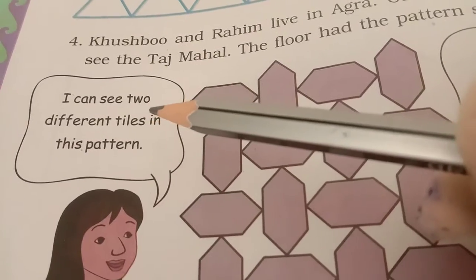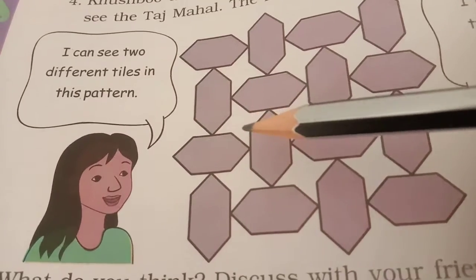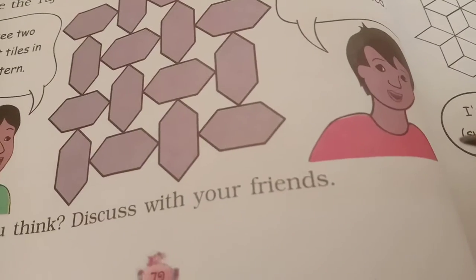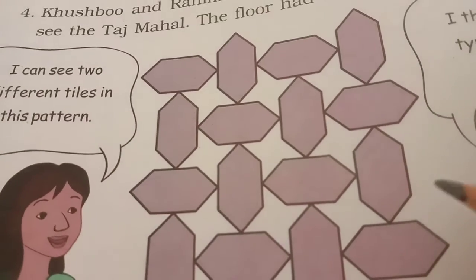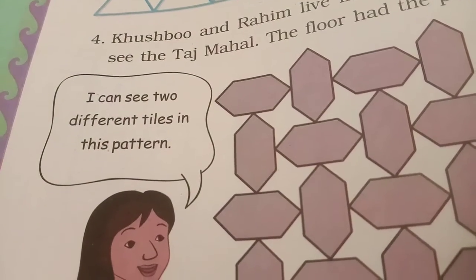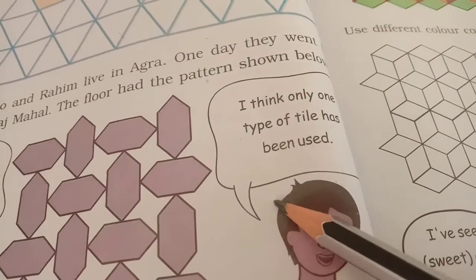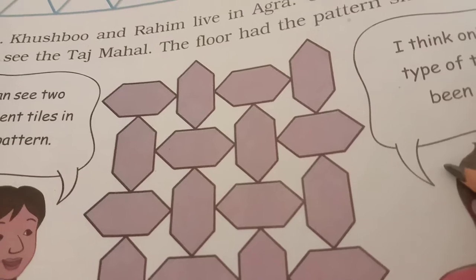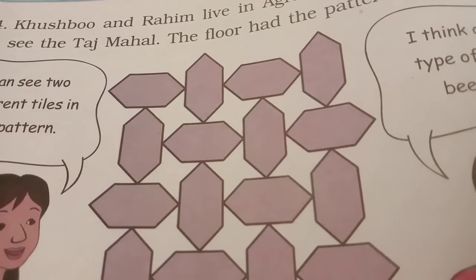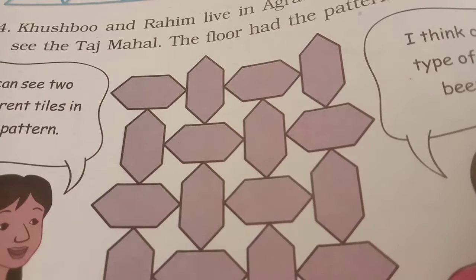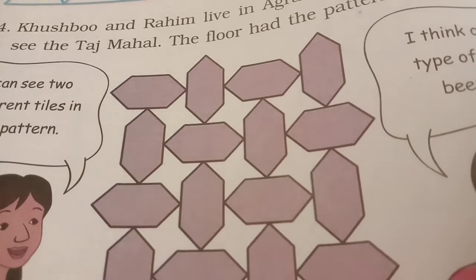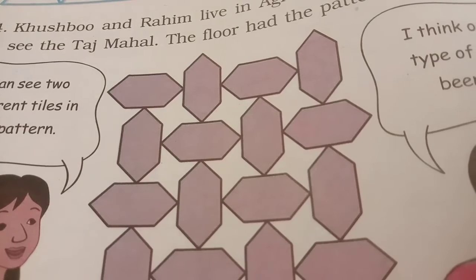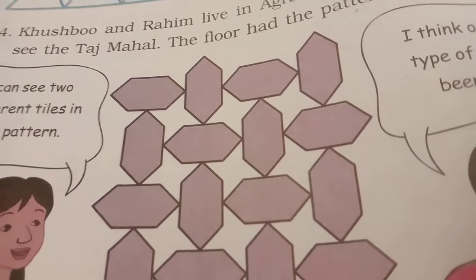So Khushbu says, I can see two different tiles in this pattern. Rahim says, I think only one type of tile has been used. What do you think? Discuss with your friends. Okay, now you tell me, are there two different types of tiles in this pattern, or has one type of tile been used? So children, the answer will come, only one type of tile is used.